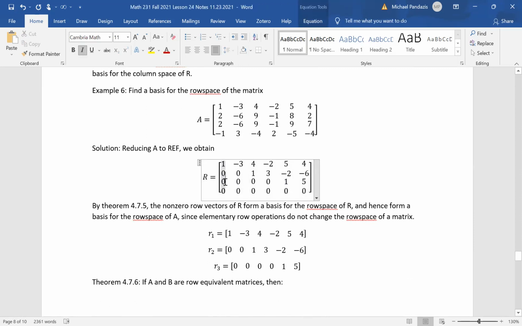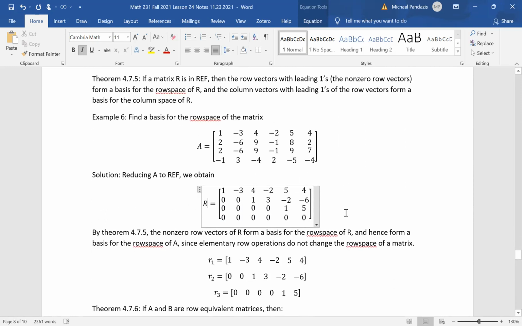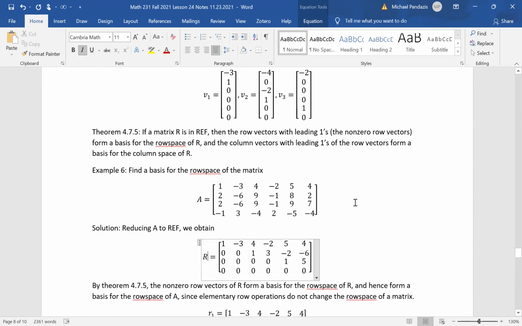And so the row numbers are always the same. Looking at where the leading ones are, we see that the first, second, and third rows form a basis for the row space of R, right? But elementary row operations do not change the row space of a matrix by a previous theorem.